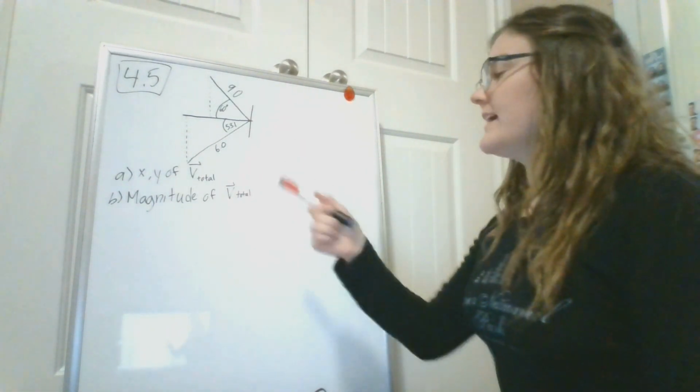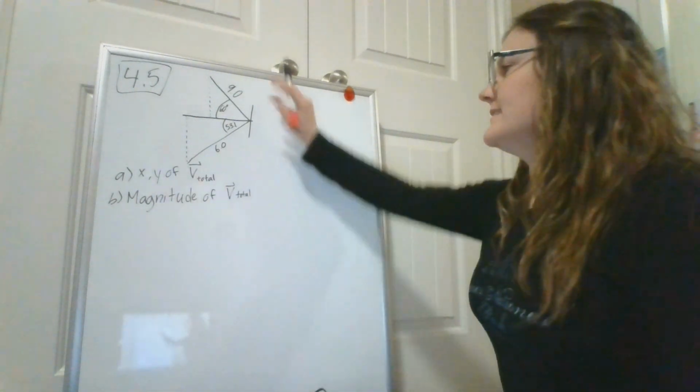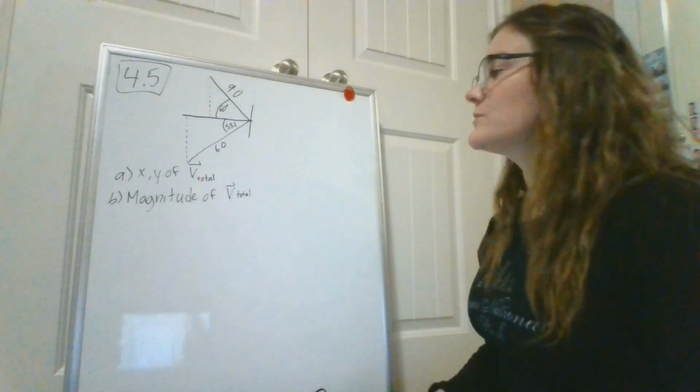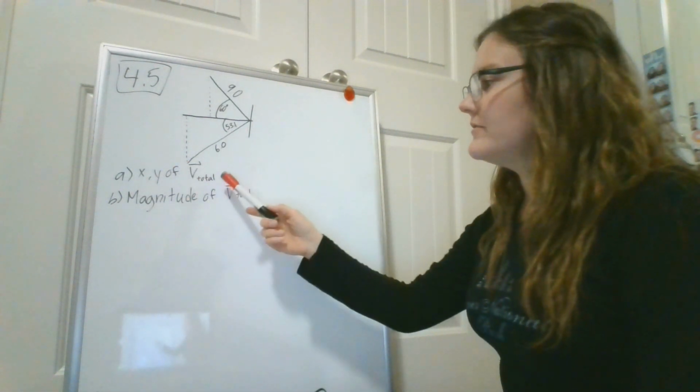This time we're doing 4.5. This is a drawing that I've done. It's two vectors that they've put together and then told us all this information about. It's not drawn to scale at all, so don't judge me. So the first part it asks us is to find the x and y components of the final vector.